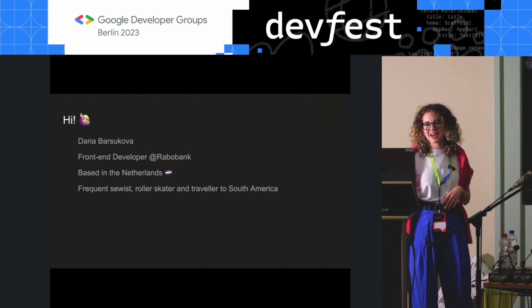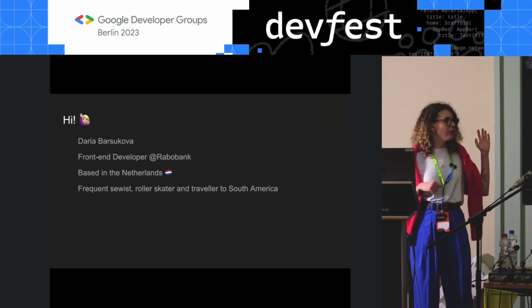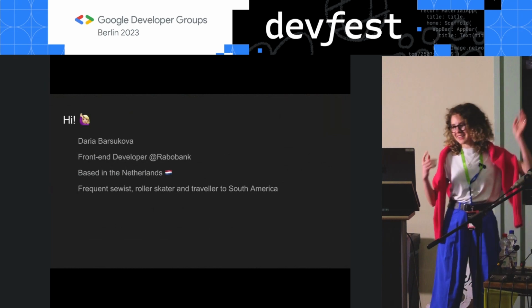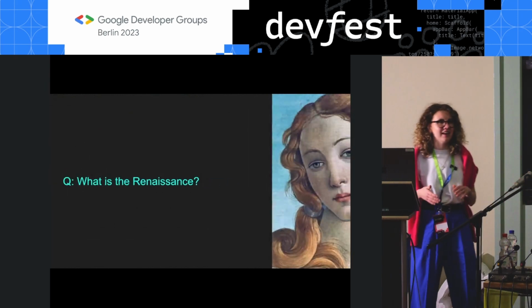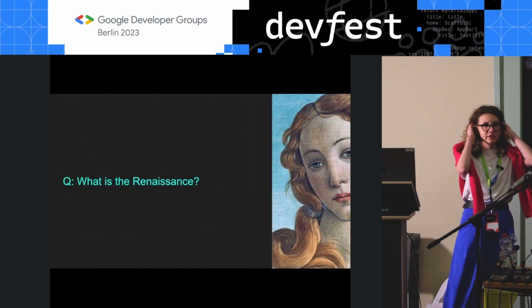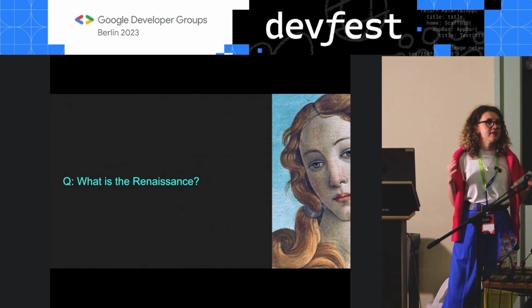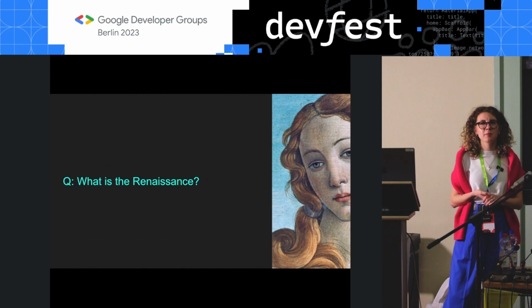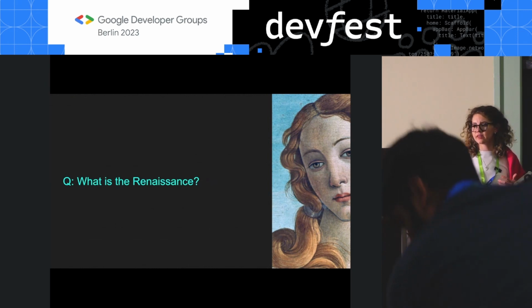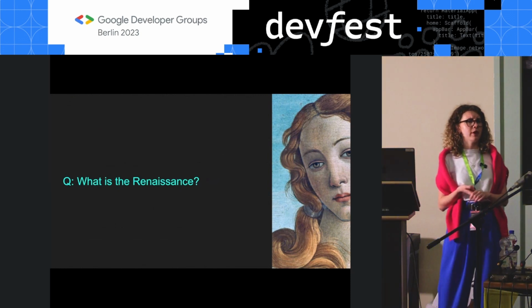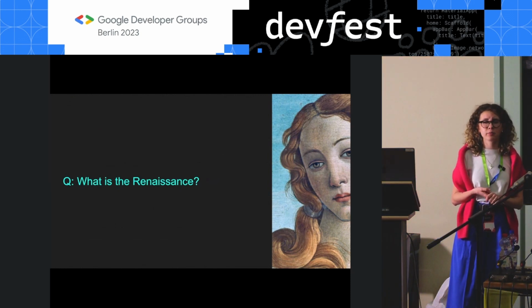And before we start, with a show of hands, who knows what the Renaissance means? Yeah, thanks. So indeed, it's a period in European history, roughly between the 14th and 17th centuries. And they marked a profound transformation in culture and society, as well as art. And the term itself is derived from French, and it means revival, rebirth.